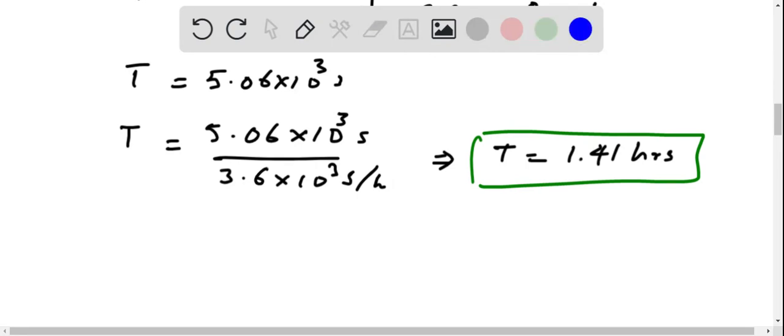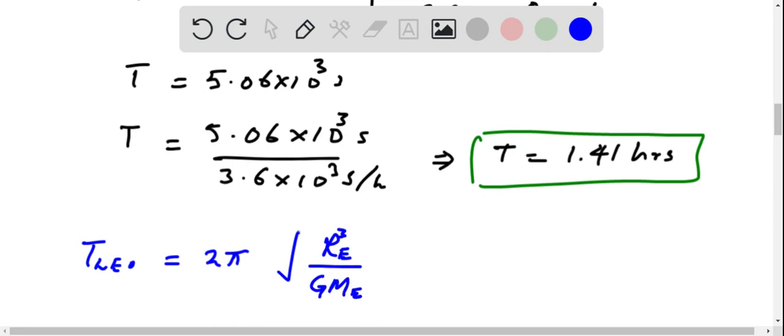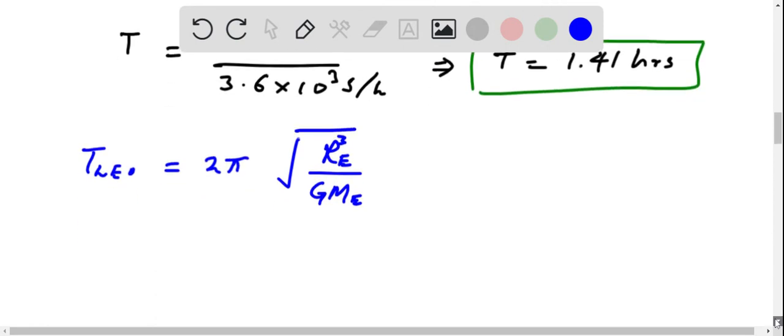Now let's calculate the period of the low Earth orbits. Let's write the equation for this period. So it will be T_LEO equals 2 pi square root of R_E cubed divided by G M_E. Here G is the universal gravitational constant, and M_E is the mass of the Earth. Let's put the values into this equation.